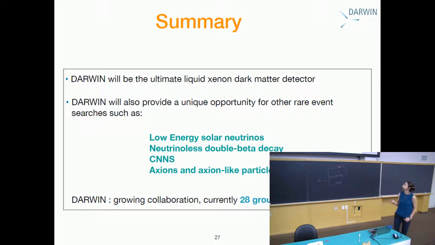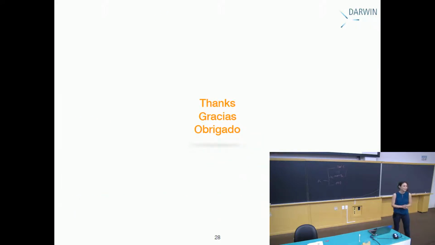So as a summary, Darwin will be the ultimate liquid xenon detector for dark matter detection for WIMPs, and it will also provide a unique opportunity for rare event searches, such as low energy solar neutrinos, neutrinoless double beta decay, coherent neutrino nucleus scattering, and axions and axion-like particles. And Darwin right now is a growing collaboration. We expect to have all the experience and knowledge from the XENONnT group once they move to the next phase, and currently we are 28 groups from 11 countries, so thank you.